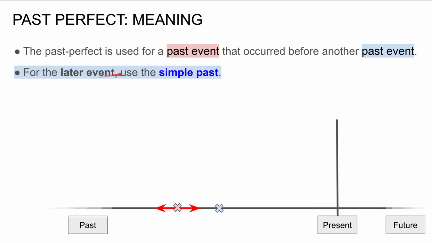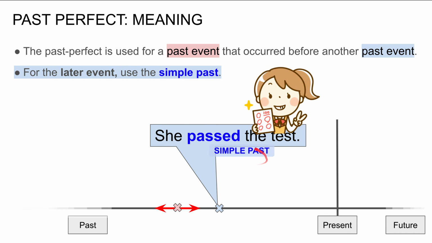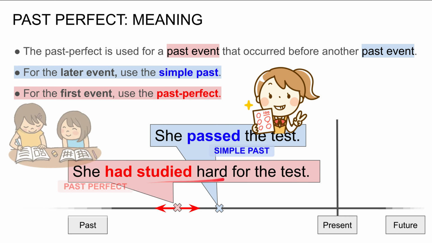Okay, let's review the grammar of the later event. For the later event, you want to use the simple past. So she passed the test, simple past. And for the first event, we use the past perfect. So she had studied hard for the test. Okay, so she had studied hard for the test, so she passed the test. The first event uses a past perfect, had studied, and the second, later event uses the simple past.